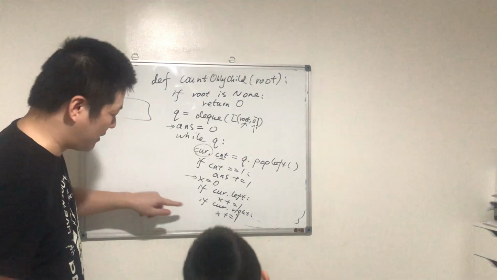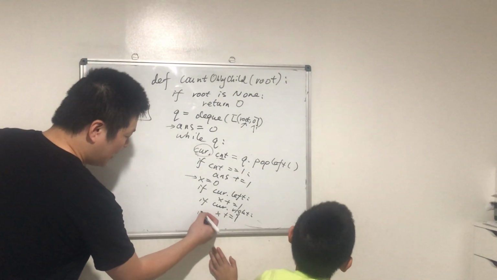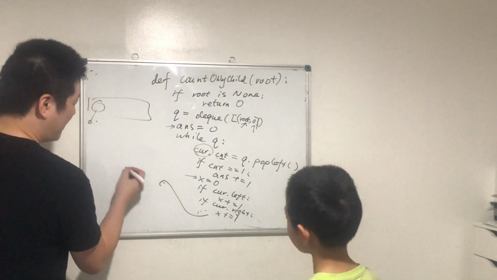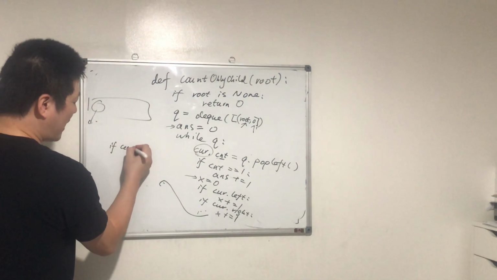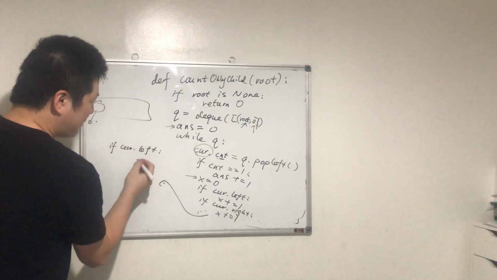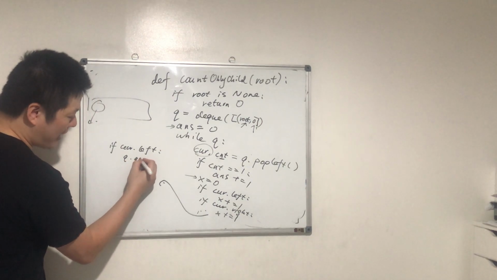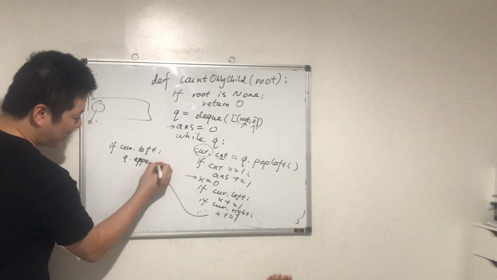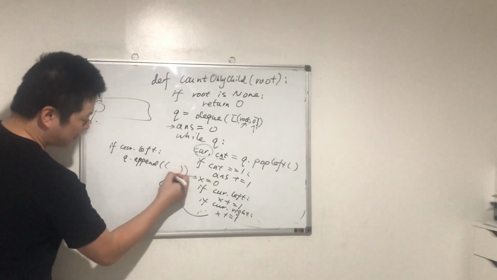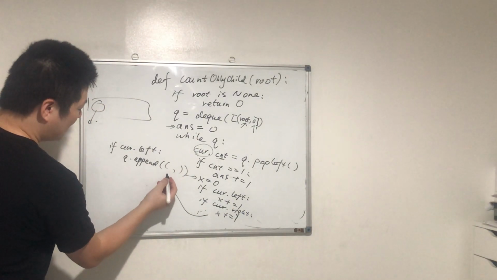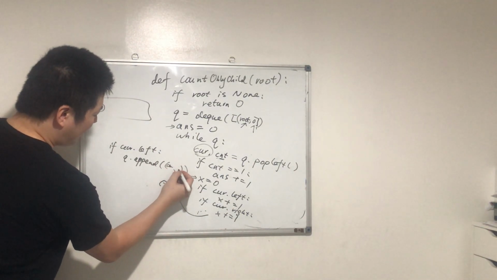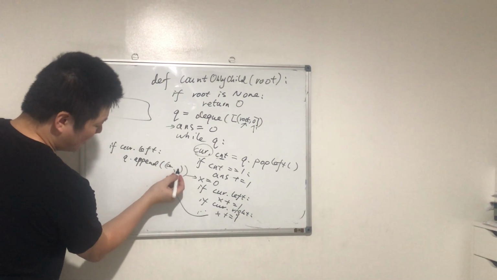I need to check. I put it here. If current.left, what should I push into the queue? Q.append, right? Append what? There are two things here. Append current.left. And what's the second?